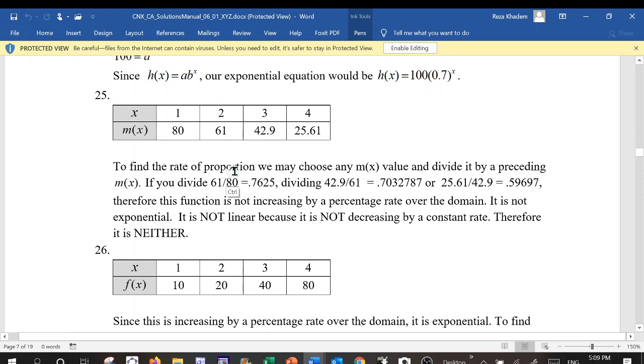Because when you divide, you get different answers. It's not the same number. See that? These numbers are not the same. And when you subtract, they're not the same. So it's not linear or exponential. All right, let's do a few more.